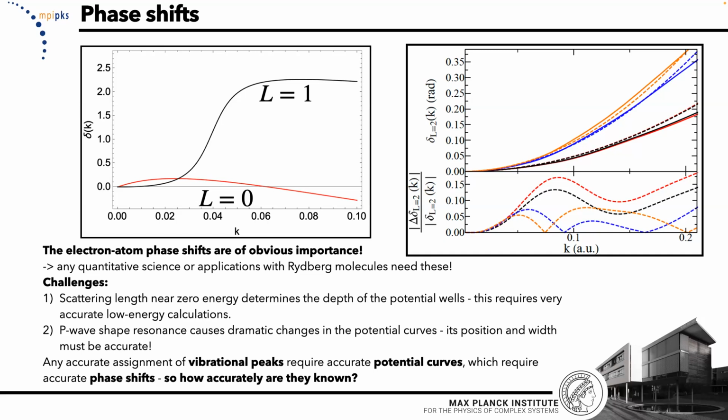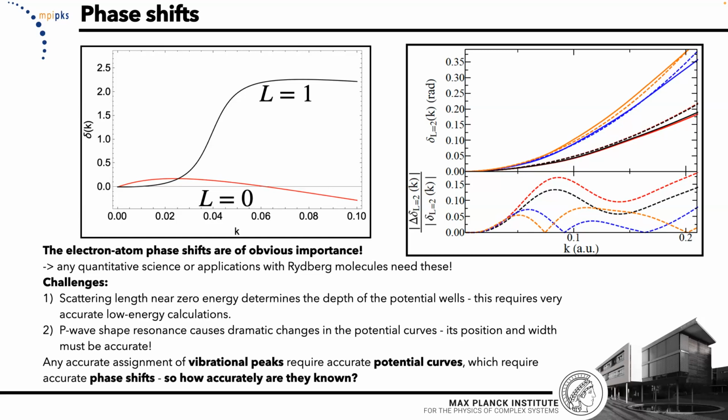Now, the problem is these are quite hard to calculate, especially because you really need them very close to zero energy. So you need to know the scattering length of the electron atom system, really the zero energy scattering length. And this is quite hard to converge. And there's a bunch of different values given in the literature for these things. And this really determines the overall depth of the potential. So it's quite an important quantity to get.